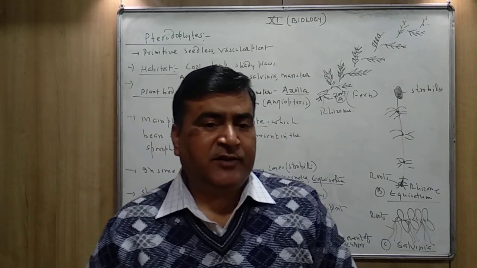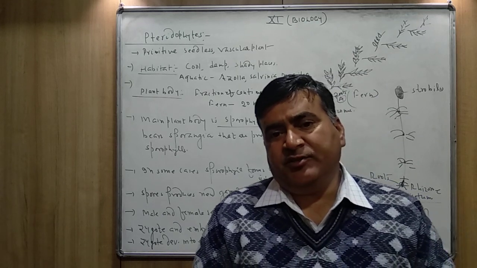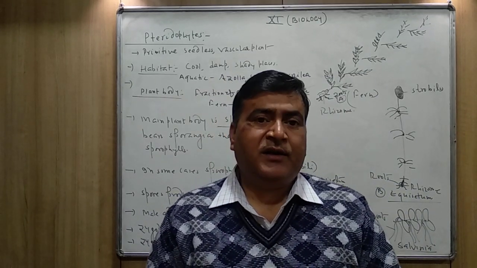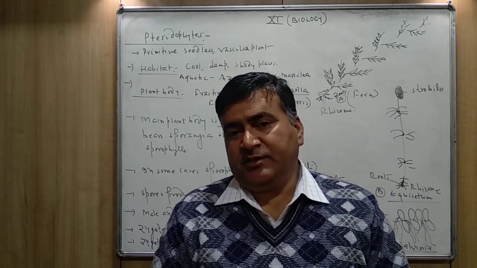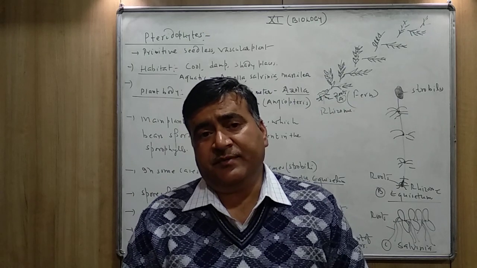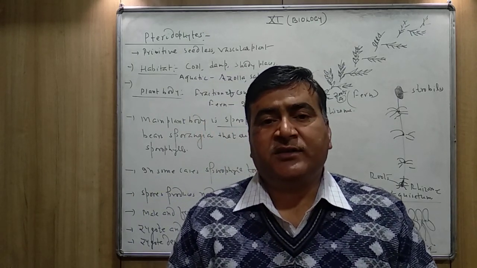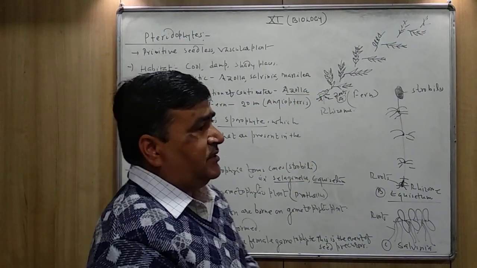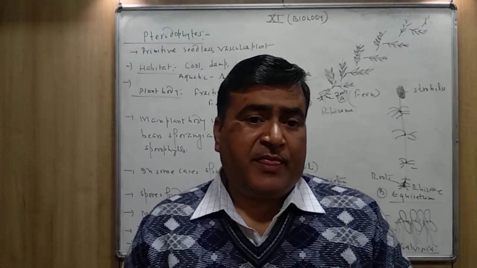After pteridophytes, I will teach you gymnosperms and angiosperms. In gymnosperms and angiosperms, seeds are found, seeds are present. But in all the members of pteridophytes, seeds are absent. And that's why they are called seedless plants. And they are seedless and vascular plants.